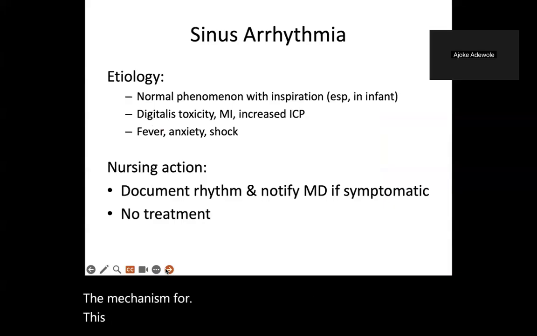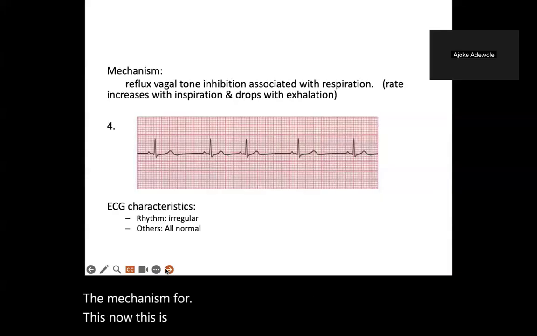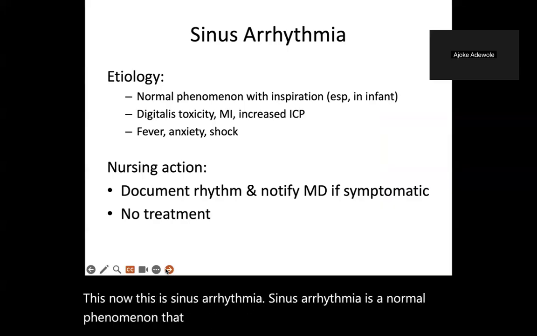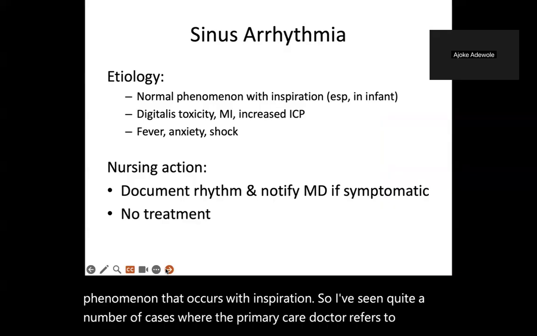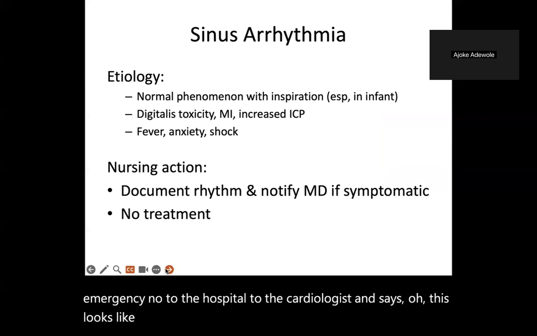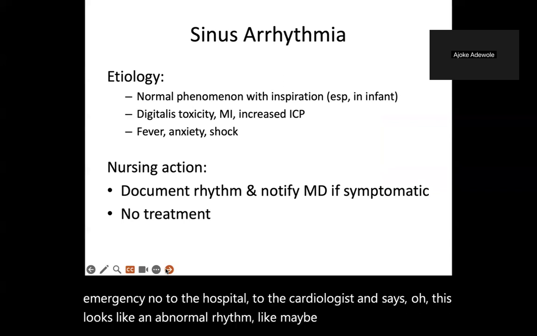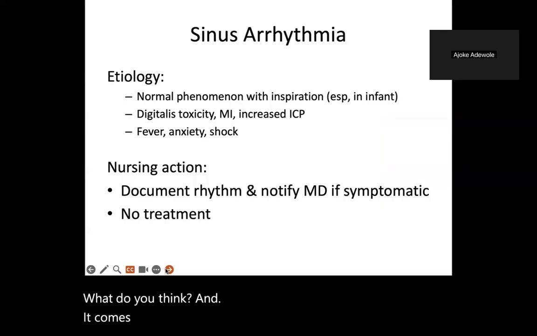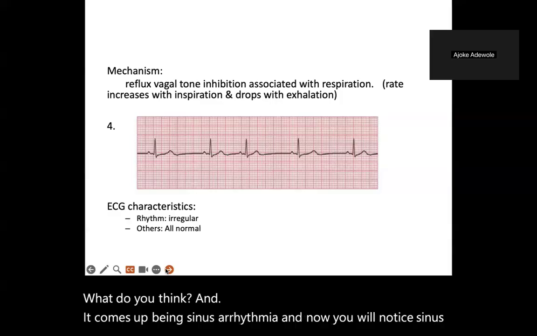The mechanism for this is sinus arrhythmia. Sinus arrhythmia is a normal phenomenon that occurs with inspiration. I've seen quite a number of cases where the primary care doctor refers to the hospital, to the cardiologist, and says, "Oh, this looks like an abnormal rhythm, maybe an atrial fibrillation. What do you think?" And it turns out to be sinus arrhythmia. And now you will know this is sinus arrhythmia. There's a clear P wave.